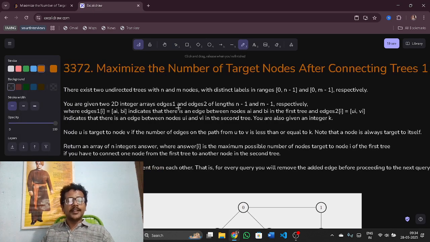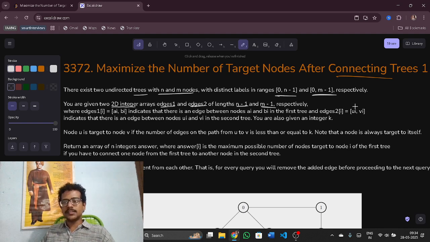Hello everyone. Let us now discuss how we can solve this problem: Maximize the number of target nodes after connecting trees 1. There exist two undirected trees with n and m nodes with distinct labels in range 0 to n minus 1 and 0 to m minus 1 respectively. We are given 2D integer arrays edges 1 and edges 2 of lengths n minus 1 and m minus 1.